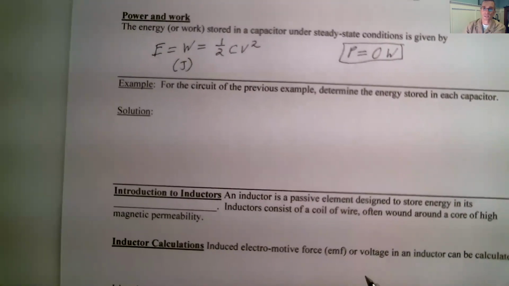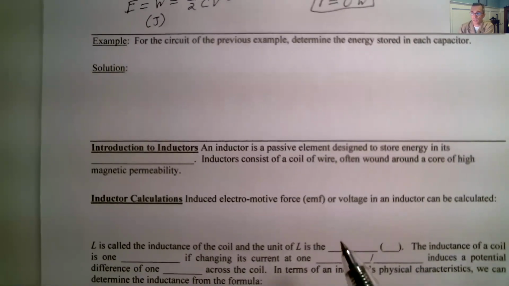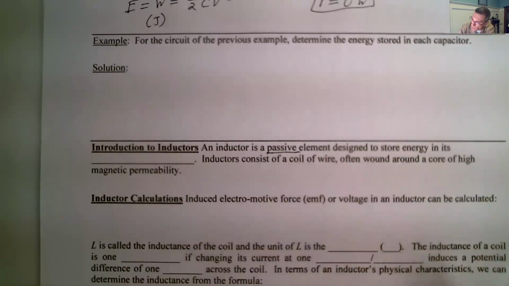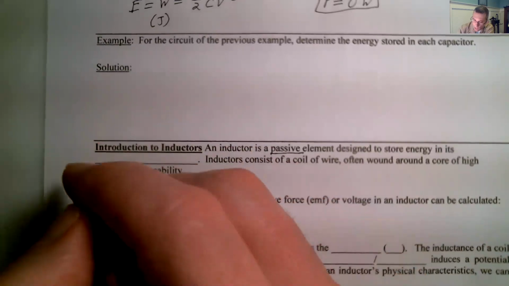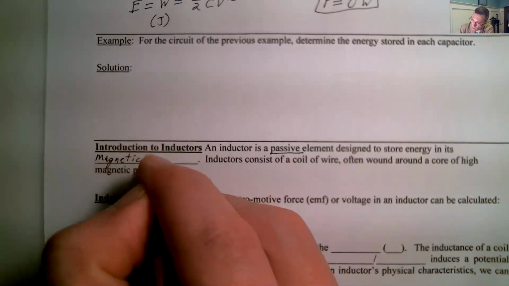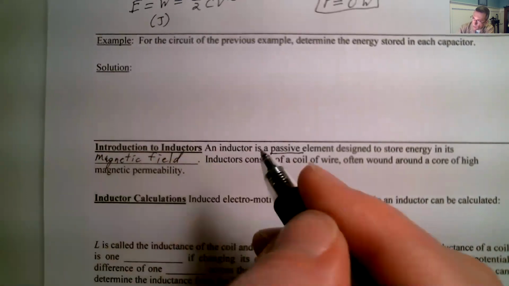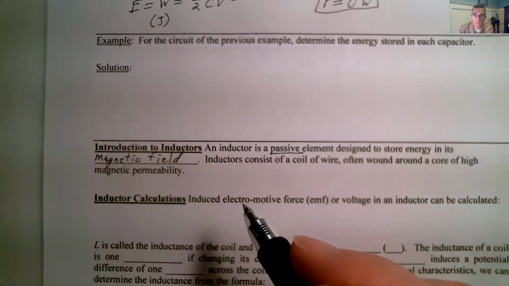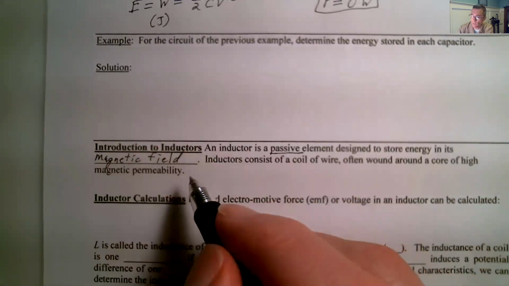Now we're going to talk about inductors. An inductor is a passive element also. It's a different passive element, but it stores energy in its magnetic field. The capacitor stores it in the electric field, the inductor stores it in the magnetic field.